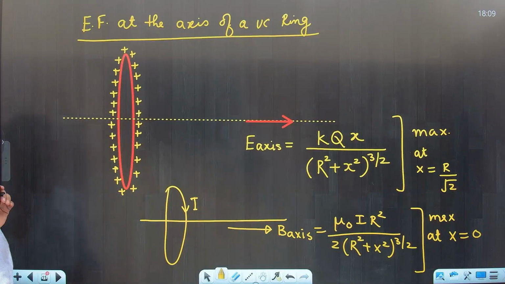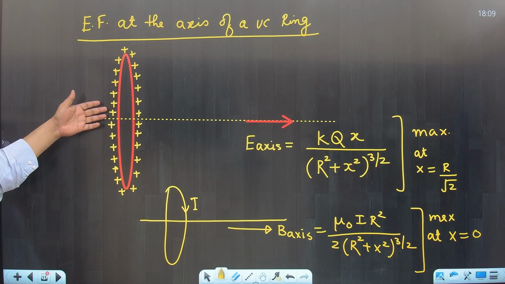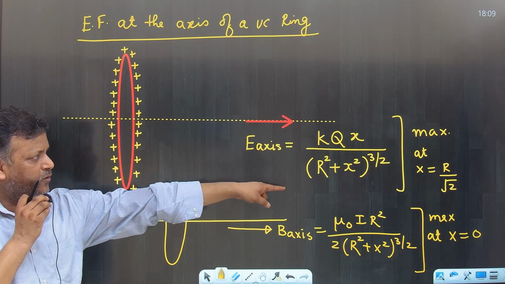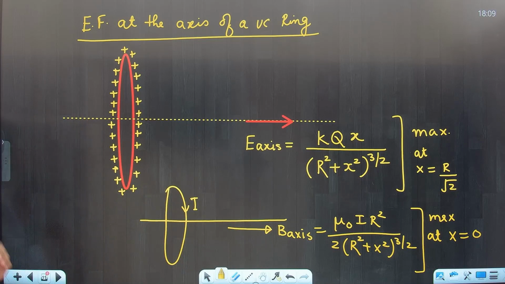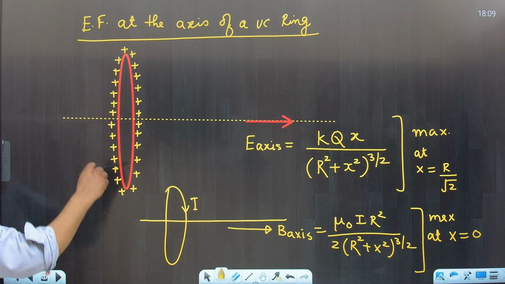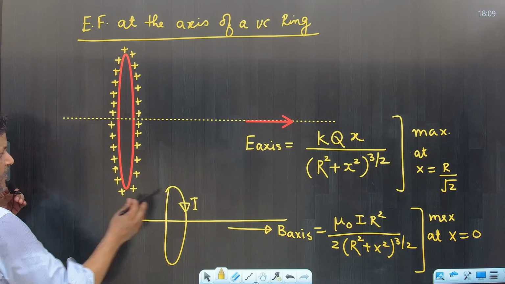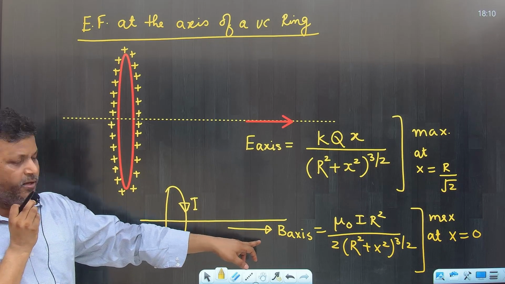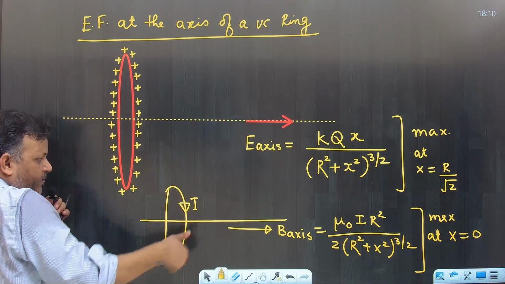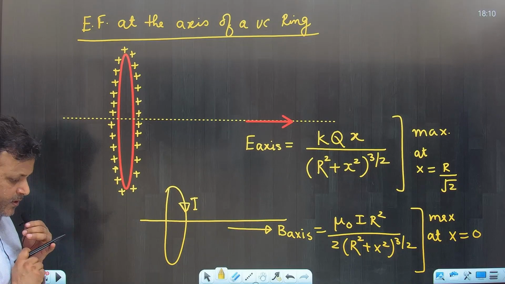Next, electric field at the axis of a uniformly charged ring. This is a uniformly charged ring. You just observe that the electric field at the axis is kqx by (r square plus x square) to the 3 by 2. I will give an idea. When all this charge is revolving around the circle, then you will get a current here. Then you will be asked the magnetic field at its axis. This electric field axis is like this. This magnetic field axis will be like this. It will be also in the same direction.